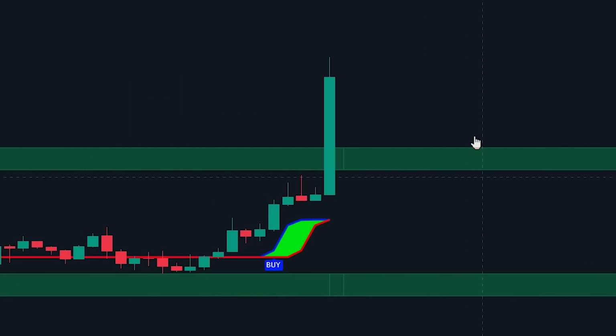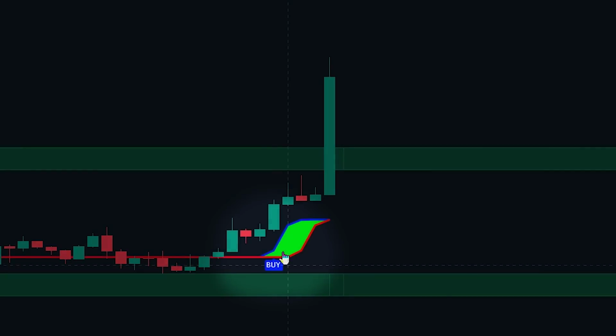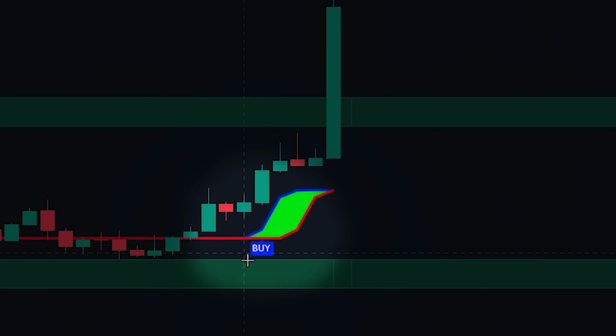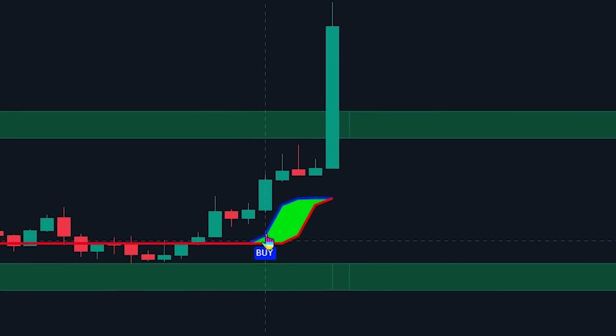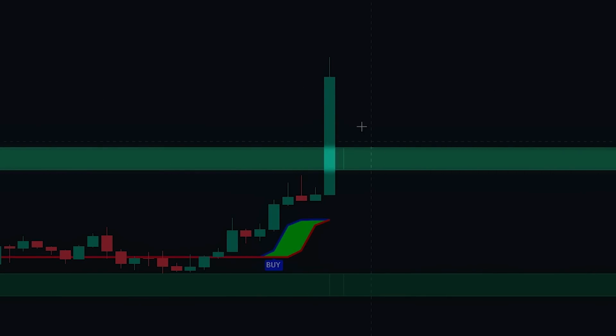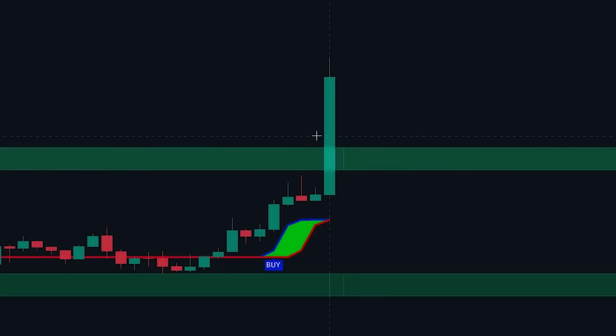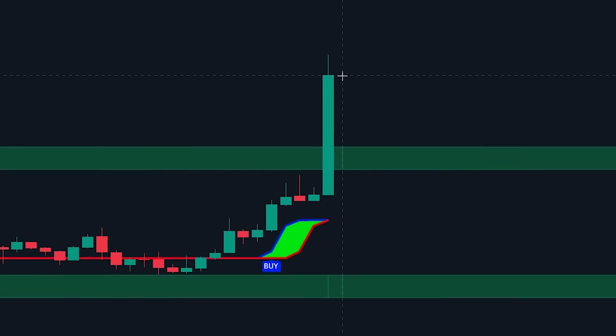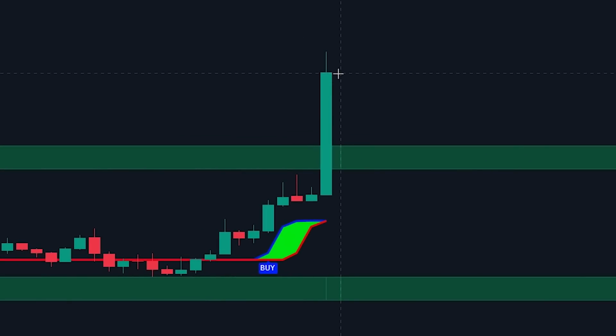For entering into a buy position, we will first need for a buy signal to be provided by the Alpha Trend Indicator. This means that the blue line will need to cross above the red line. Along with this, we will also need for the price action to break above the support or resistance channel indicator. This shows us that there is a lot of momentum in the market. As you can see, this is the case here, so let's enter into a position.